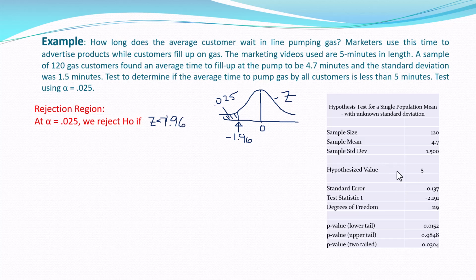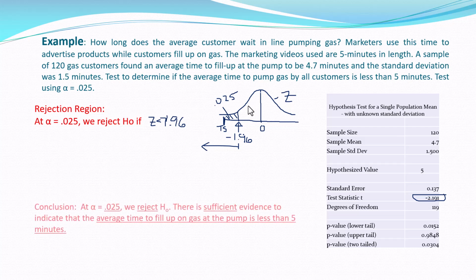And so now let's take a look. Where does the negative 2.191 fall? Doesn't it fall out here? Doesn't it fall in the rejection region? We're going to reject if our test statistic's over there. Our test statistic is right there. So again, I gave you an example where we do have evidence. So at alpha equal 0.025, we can reject. What are we saying? We're saying mu is less than 5. There is sufficient evidence to indicate that.